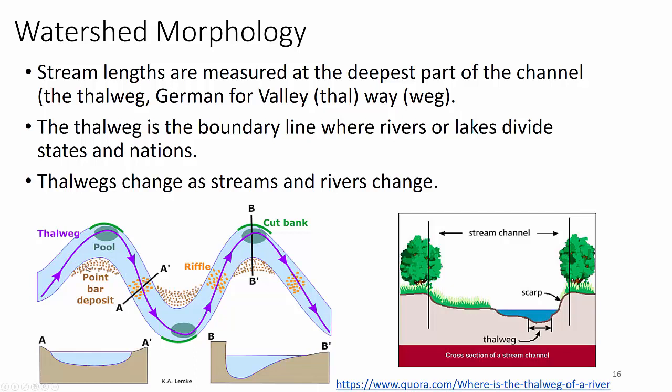So you end up with these gravel bars or point bar deposits along the inner parts of these curves. And you have riffles connecting them. So you have a riffle run pool system in this sinuous river system.